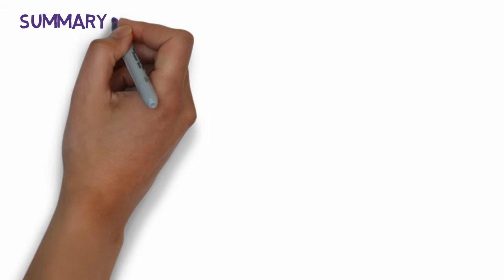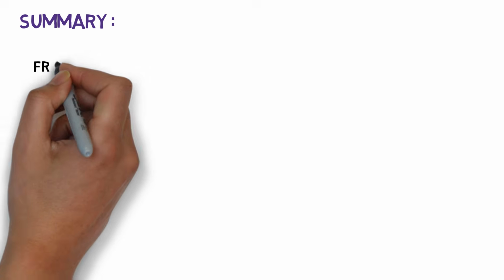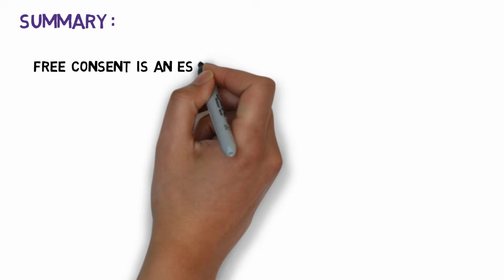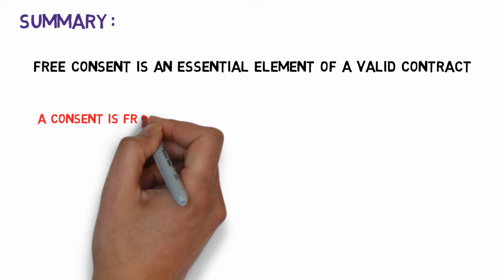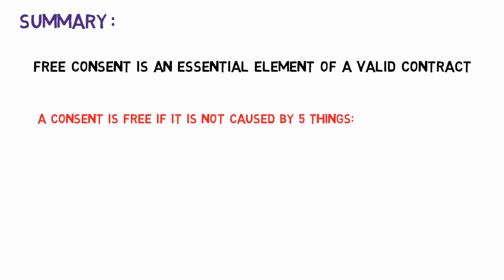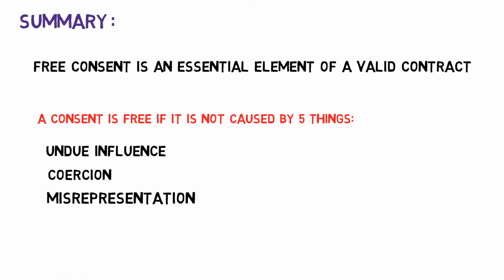Now let's summarize this video. We have seen free consent as an essential element of a valid contract. Free consent is a consent which is not caused by 5 things: undue influence, coercion, misrepresentation, fraud, and mistake. In this video, we have understood all these 5 terms.